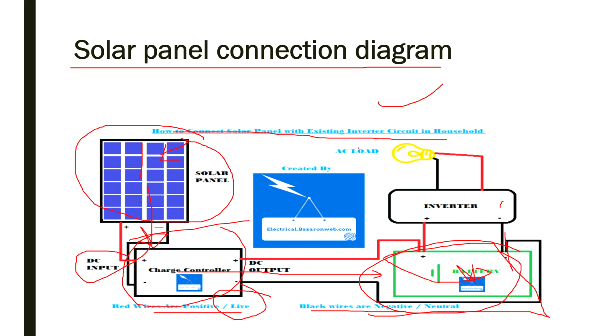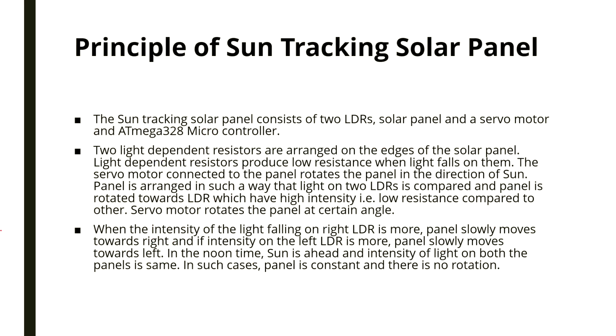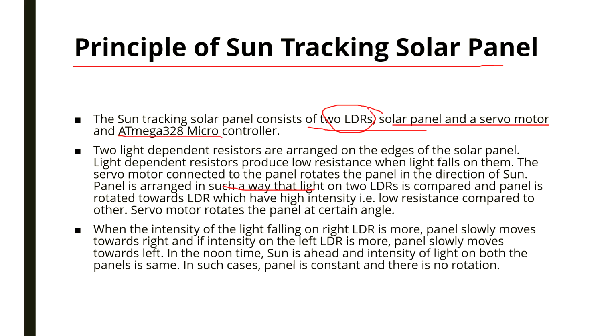But what is our main intention of study? This solar panel should rotate with the direction of the sun. That's the reason we have the principle of a sun tracking solar panel. One thing we have to keep in mind is that the sun tracking solar panel consists of two LDRs, resistors, a solar panel, servo motors, and an ATmega328 microcontroller. Here we need a microcontroller which rotates the panel, and based upon the sun's direction it absorbs the heat, or energy.